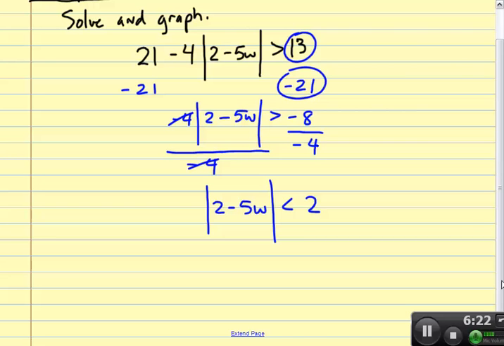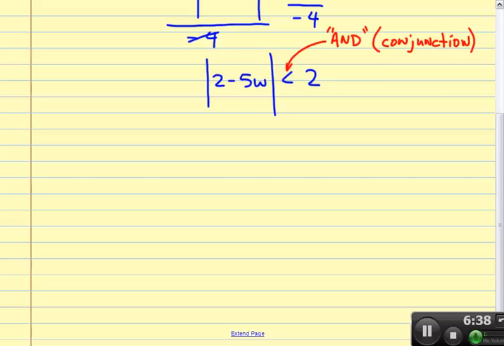Also, since it's less than, I know it's going to be an "and" statement, right? Or a conjunction. When I graph it, I know it's going to be between the two critical points. But let's make sure we don't make any mistakes. Now that I've isolated the absolute value, I'm ready to write my two inequalities. 2 minus 5w is less than 2. Or "and." Let's make sure, it's supposed to be an "and." 2 minus 5w is greater than negative 2.